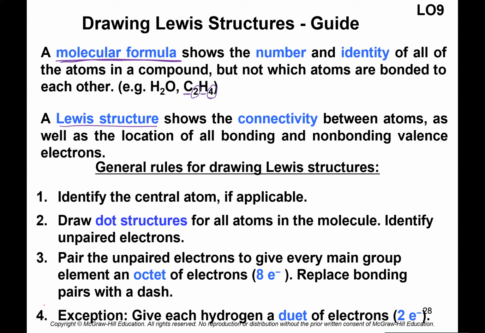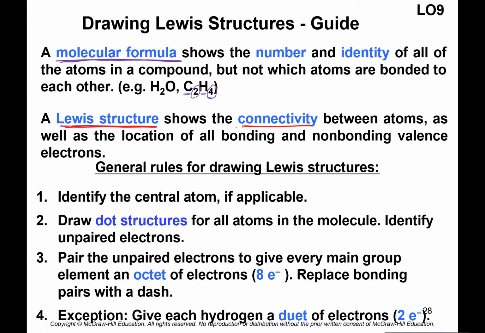A Lewis structure is going to be able to show you the connectivity, meaning what is bonded to whom. Okay. So it's going to show you the connectivity between atoms, and it's also going to show you the location of the bonding and non-bonding valence electrons, and that's where understanding how to identify the shape of a molecule will come in. So first, let's focus on drawing the Lewis structure.